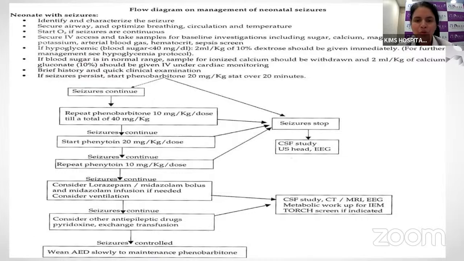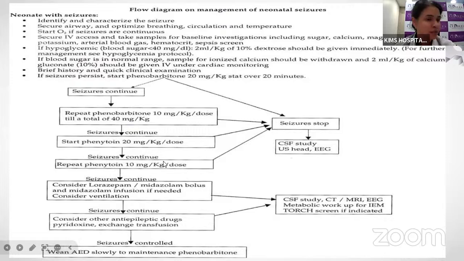So phenobarbital could be repeated at mini bolus doses of 10 milligram per kg per dose, given at a rate not crossing 1 mg per kg per minute, to a maximum of 40 milligrams per kg. And if seizures persist despite this dose of phenobarbital, one would use phenytoin, which remains a second line agent, at a dose of 20 milligram per kg as a loading dose, and repeated at 10 milligram per kg per dose.